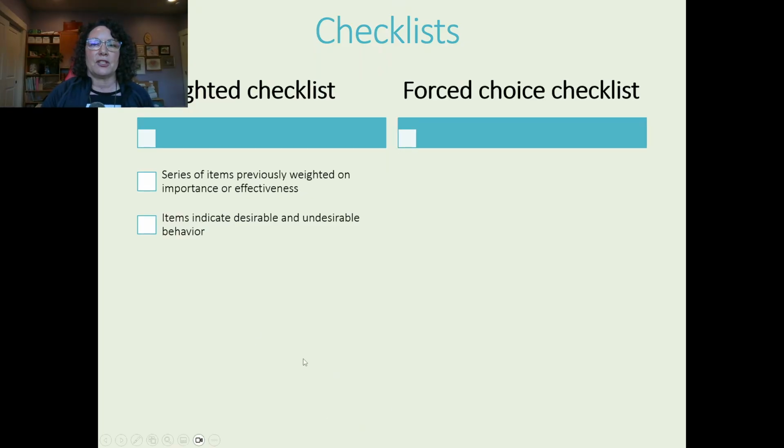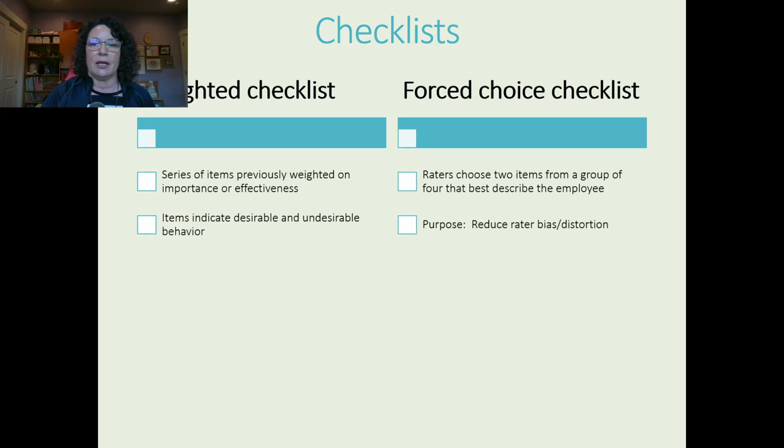Another way to design a checklist is what we call a forced choice checklist. And this is where you have the raters choose 2 items from a group of 4 that best describe the employee. And the purpose is, now I'm just looking for the 2 things that fit best. It gives me a little flexibility and reduces my tendency for bias or distortion as the rater.